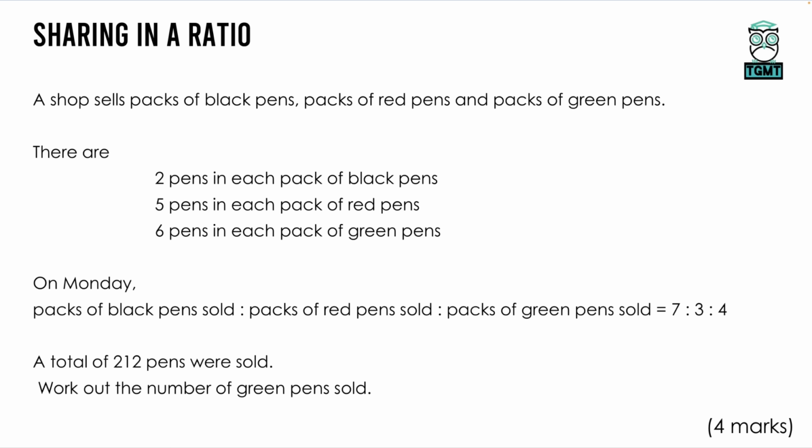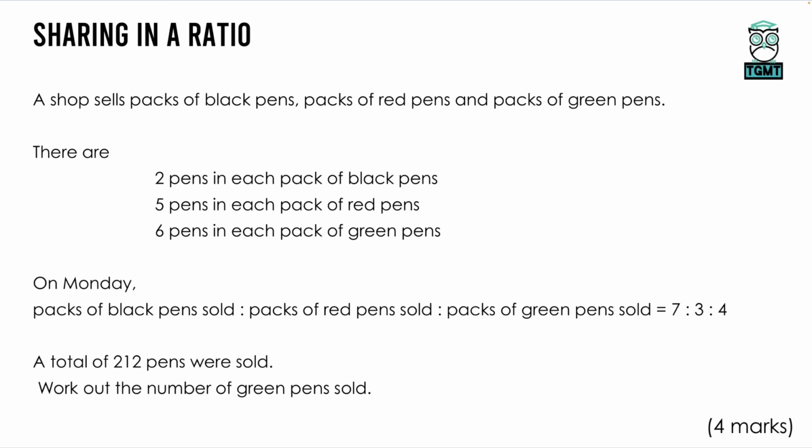There are 2 pens in each pack of black pens, 5 pens in each pack of red pens, and 6 pens in each pack of green pens. It says on Monday, packs of black pens sold to packs of red pens sold to packs of green pens sold is 7 to 3 to 4. A total of 212 pens were sold. Work out the number of green pens sold.